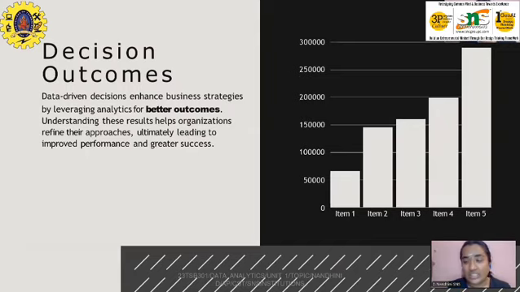Next is decision outcome. If we take decisions in the proper way, what outcomes will we get? Data-driven decisions, like business strategies, leverage analytics for better outcomes. You should not stop the decision-making system; you should increase the ways in which you can take decisions and consider the profits you will get. How are the results organized, what approaches have been used, and how does this lead to improved performance and greater success? In these ways, we see decisions in data analytics.